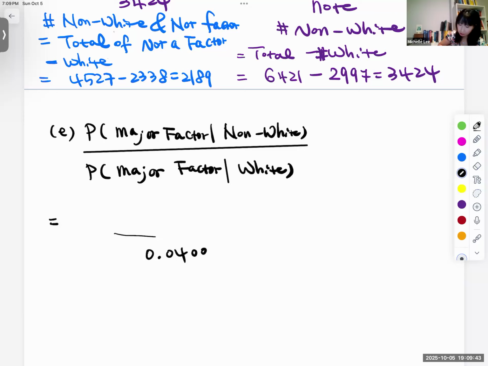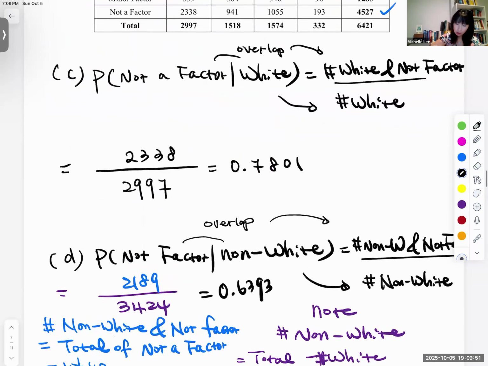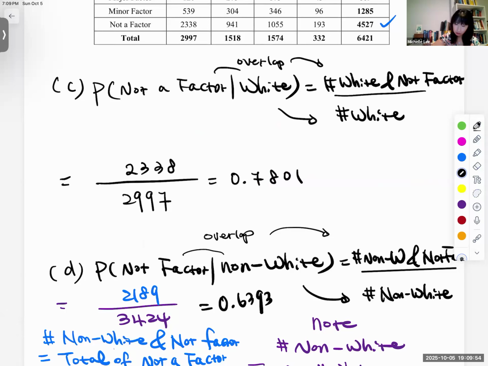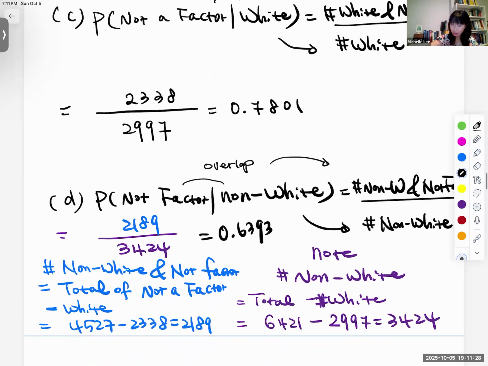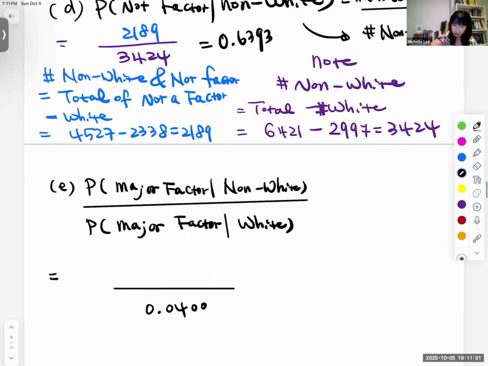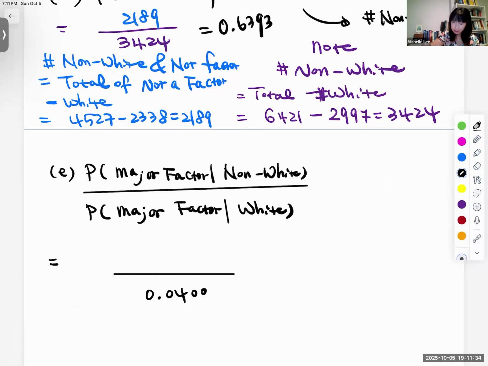Okay, then the numerator, major factor, non-white, we did that here. Hold on 1 second. Major factor, non-white. Well, I thought we had one, but we don't have one, so we need to find one. Sorry about that. Okay, so let us do this. What's the probability of major factor given that non-white? We have to do that, sorry.